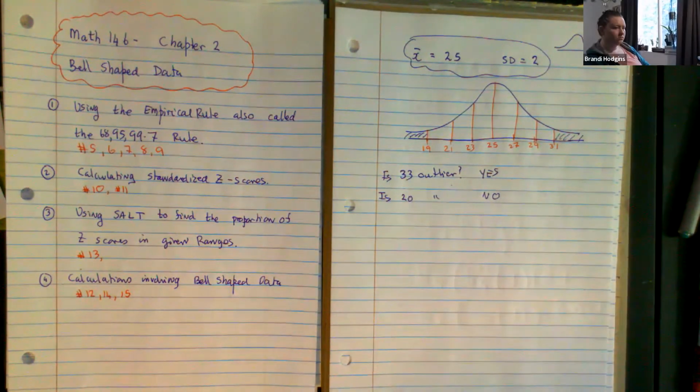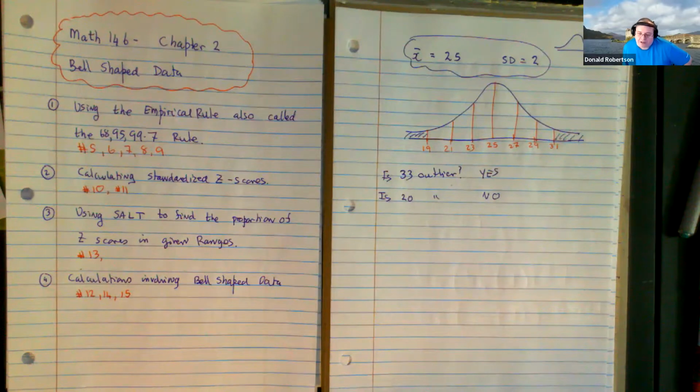So if this was about elephants, you would be saying, if someone found an elephant and they tagged it and they found out it was 33 years old, wouldn't that be an exceptionally old elephant, right? And if you found an adult elephant that was 20 years old, that wouldn't be exceptional, right? You could find them pretty easily.